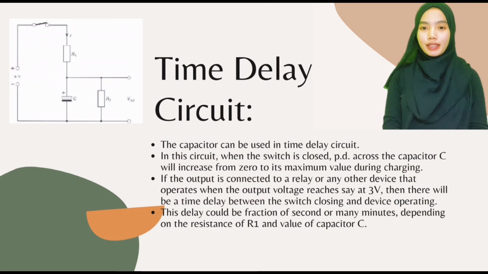Time delay circuit. The capacitor can be used in a time delay circuit. In this circuit, when the switch is closed, the PD across the capacitor C will increase from 0 to its maximum value during charging. If the output is connected to a relay or any other device that operates when the output voltage reaches, say, 3V, then there will be a time delay between the switch closing and the device operating. This delay could be a fraction of a second or many minutes depending on the resistance of R1 and the value of capacitor C.